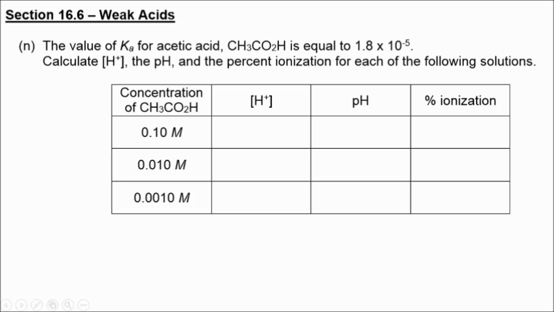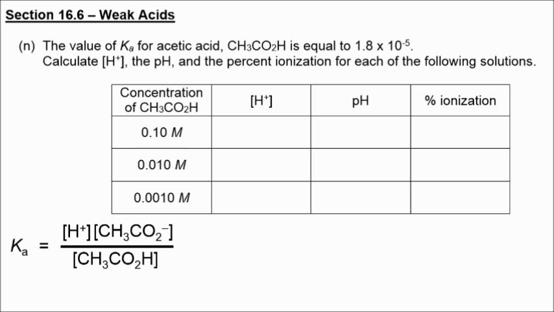The value of Ka for acetic acid is 1.8 times 10 to the negative 5. Let's calculate the concentration of H+, the pH, and the percent ionization for each of the following solutions. I'm trying to make a point here by showing you three different concentrations of acetic acid: 0.1 molar, 0.01 molar, and then finally 0.001. As the concentration decreases, let's see what happens to the percent ionization. Something interesting happens. We'll take a look.